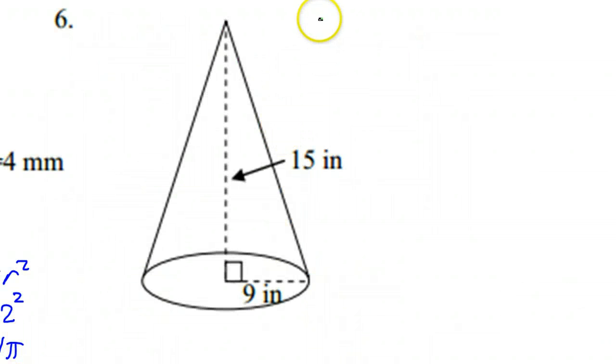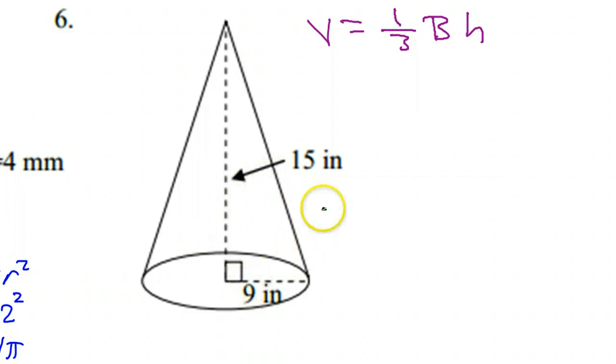Number 6 is almost the same thing. Volume of a cone is 1/3 times the area of the base times height. Stop the video. Do this problem by yourself, and then run the video and see how you did. Stop the video, please.